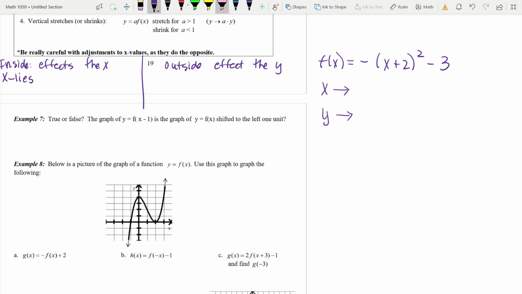Anything on the inside affects the x. So see this plus 2? That's going to change the x value, but the x lies. So it looks like adding 2, you do the opposite, which is subtract 2. So x becomes x minus 2. Anything on the outside, which is all this yellow stuff right there, it affects the y, but the y tells the truth. So the y has to be multiplied by a negative 1, and then you have to subtract 3. So I'm going to say y becomes a negative y minus 3. Okay, so write that down.